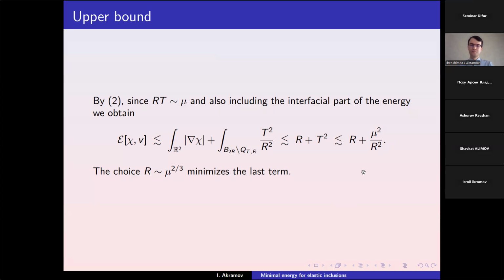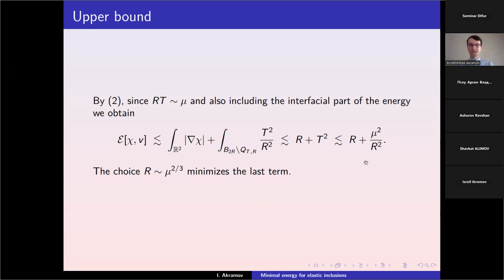It's a minimum. It's a real minimum. Just when r equals this, mu squared over r squared. It means r cubed equals mu squared, okay? On the right-hand side, two terms are equal to one another. And because of that, this power 2 over 3. Okay, please continue.